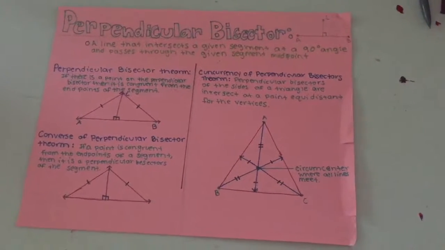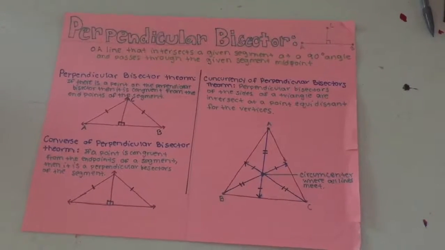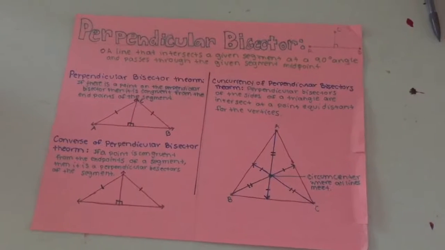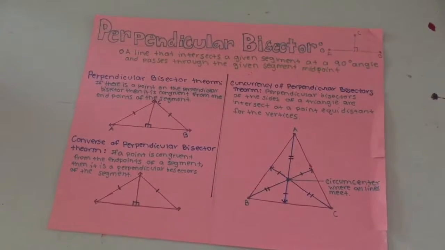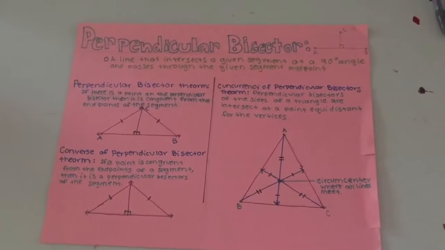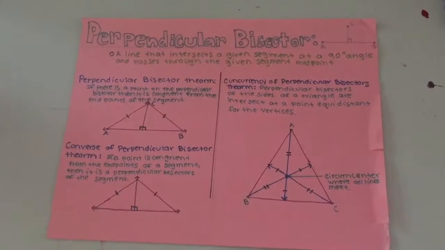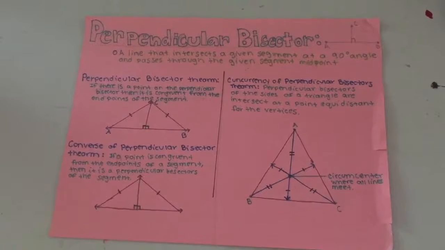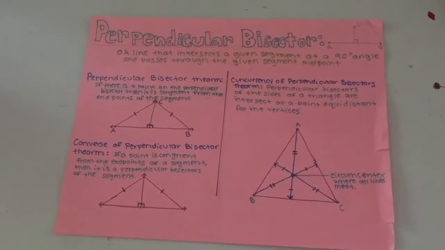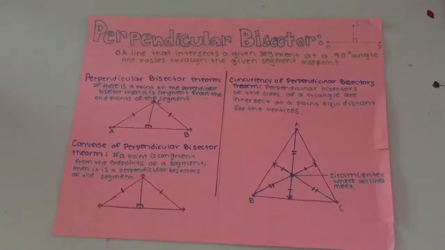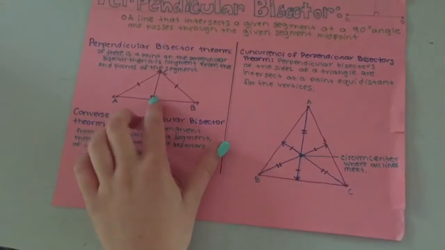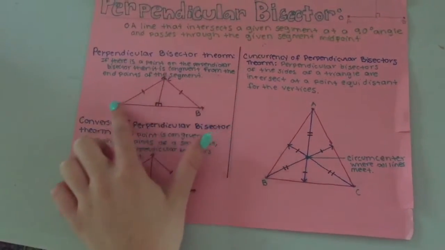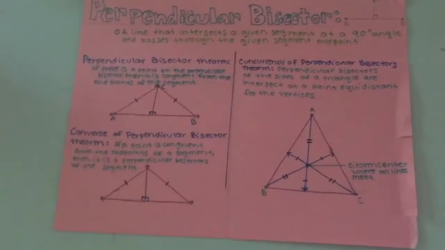Perpendicular bisector: a line that intersects a given segment at a 90-degree angle and passes through the given segment's midpoint. Perpendicular bisector theorem: if there is a point on the perpendicular bisector, it is congruent from both endpoints of the segment. Therefore, since this is a perpendicular bisector, this point on the line is congruent to both of these endpoints.